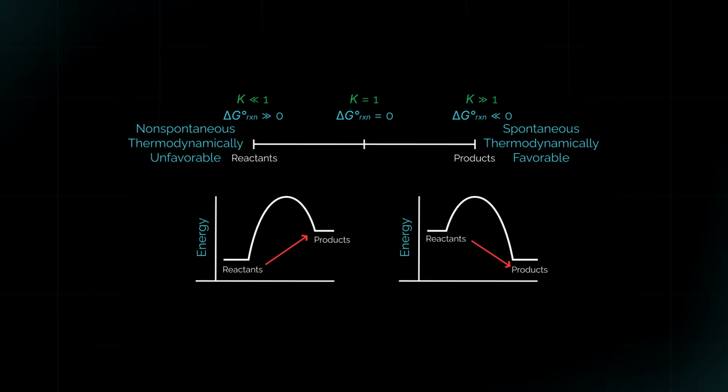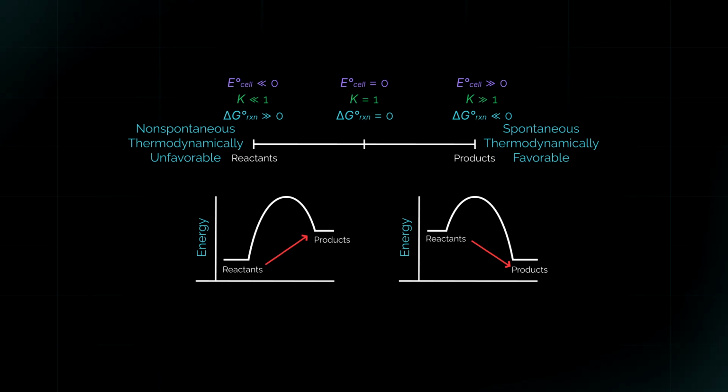There's an important difference in convention here. For delta G, the center of the scale is 0, but for K, it's 1. Now, let's bring in E0, the standard cell potential. This applies specifically to redox reactions. For redox reactions that are very not spontaneous, E0 is much less than 0. That means a strongly negative voltage. For redox reactions that are very spontaneous, E0 is much greater than 0. That means a strongly positive voltage. In the middle, when there is no preference for either reactants or products, E0 is 0.